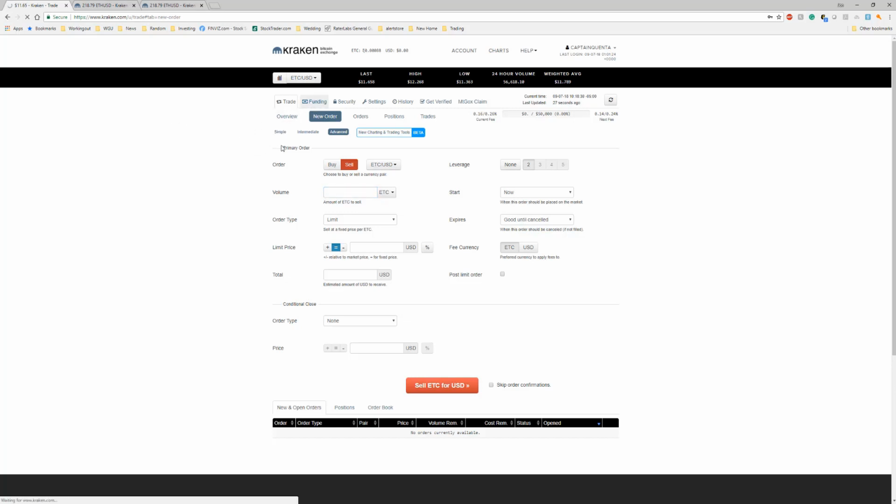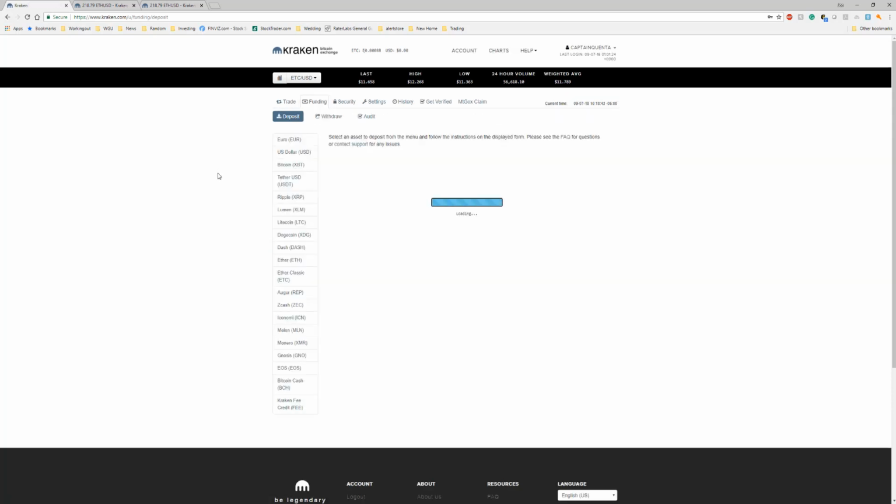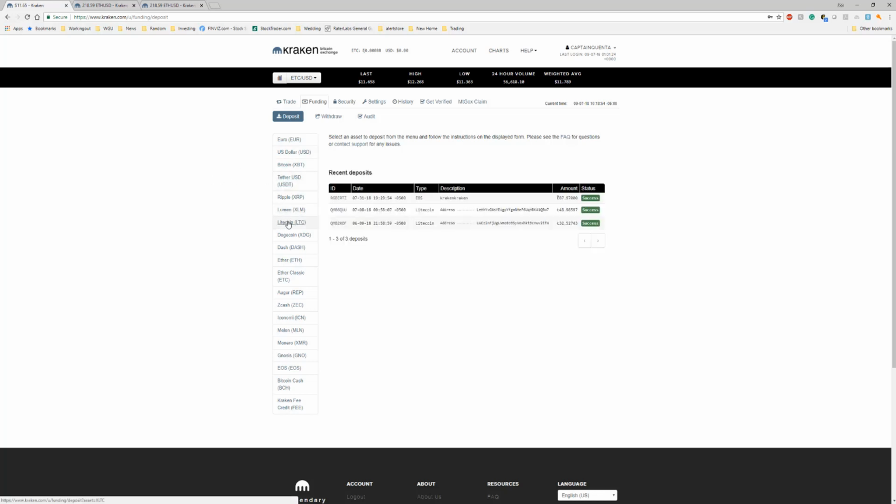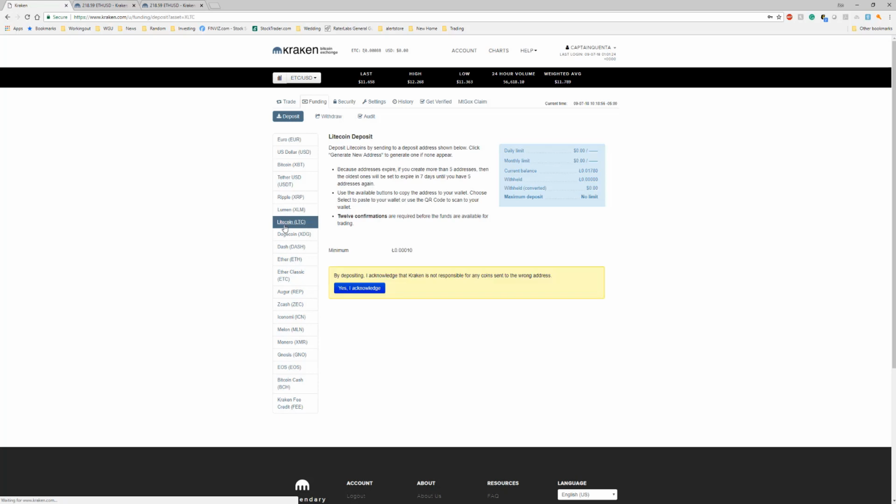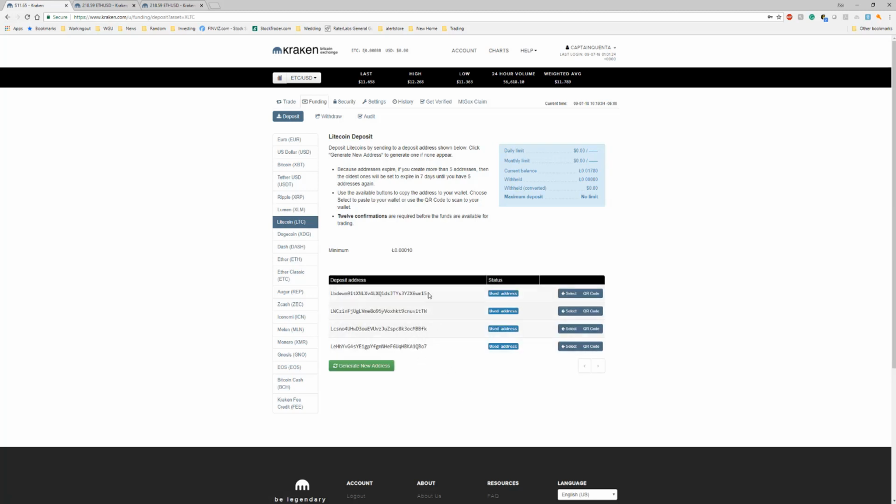The funding is where, if you want to transfer over cryptocurrency from one exchange to the other, you do it here. It looks a little different than what we've seen on Bittrex and Binance and Coinbase. So if we wanted to, let's say we look at Litecoin, and if I wanted to transfer Litecoin, I'm going to get prompted to acknowledge that if I send it to the wrong address, it's not Kraken's fault. And I select here.